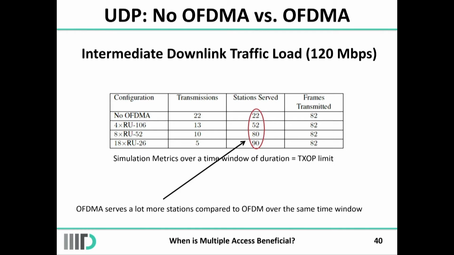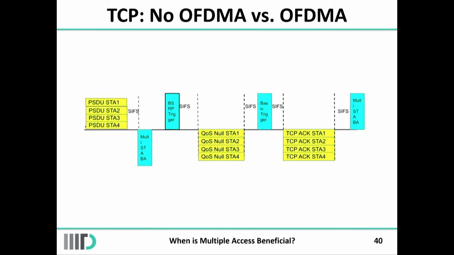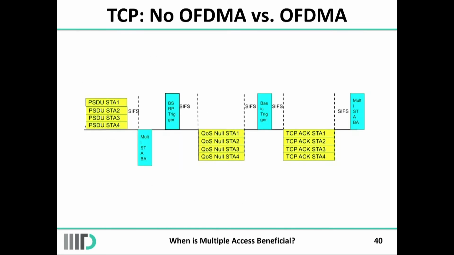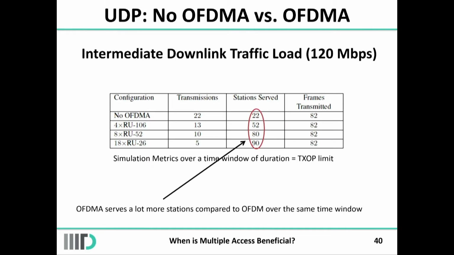That was because in high traffic load, even though multiple stations were getting served all the time, the queue was always full. So queuing delay, the packets have to encounter anyway. So the takeaway from here is that we found out that for UDP, the sweet spot for OFDMA is intermediate traffic load, neither low traffic load nor high traffic load.